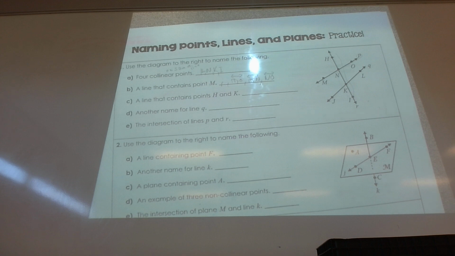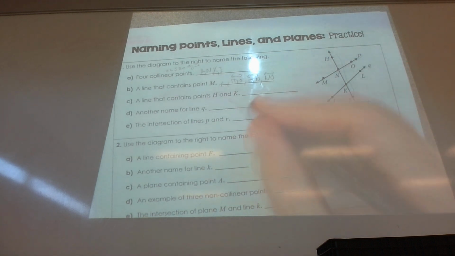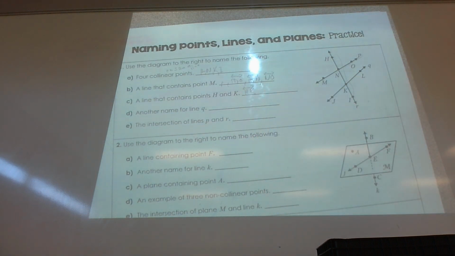A line that contains points H and K. So again, there are multiple answers to this question. A line that contains points H and K, the easiest one is HK. Now, we can do HN, HI, NK, NI, KI, any of those, but the easiest one is the one they give us, H and K.